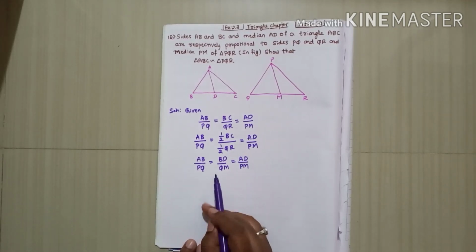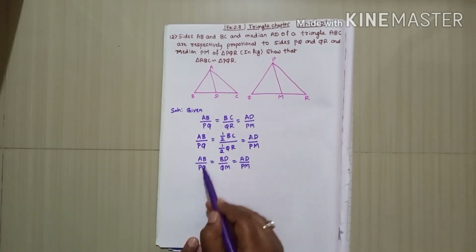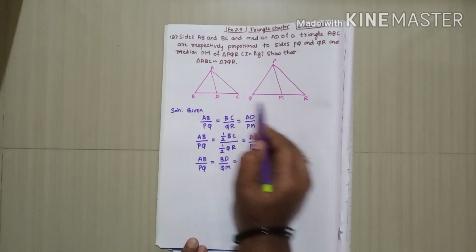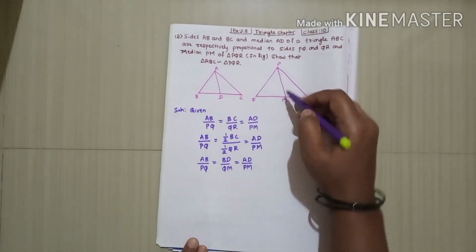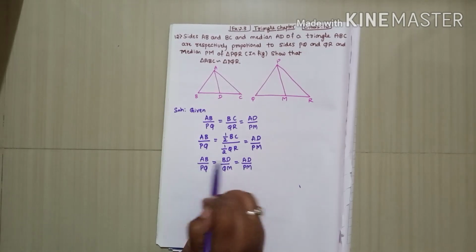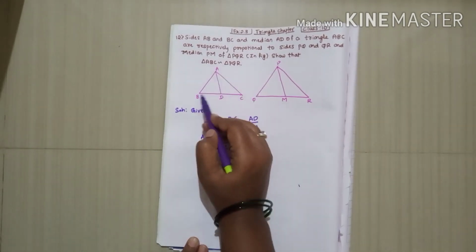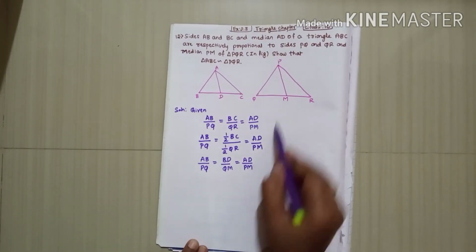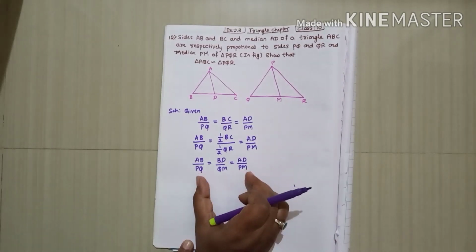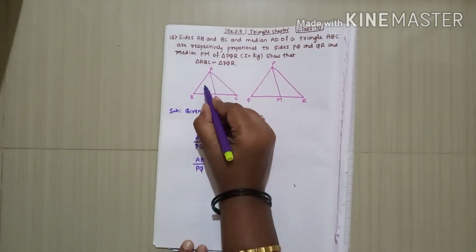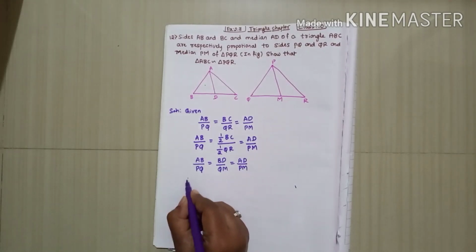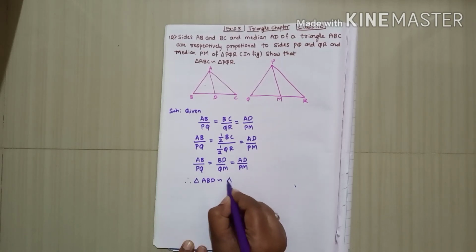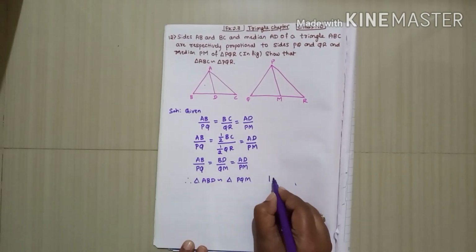Now you observe AB by PQ is equal to BD by QM is equal to AD by PM. These three sides AB, BD and AD are the sides of triangle ABD, and PQ, QM and PM are the sides of triangle PQM. Their corresponding sides are proportional, which means these two triangles are similar. Therefore, triangle ABD is similar to triangle PQM by SSS.